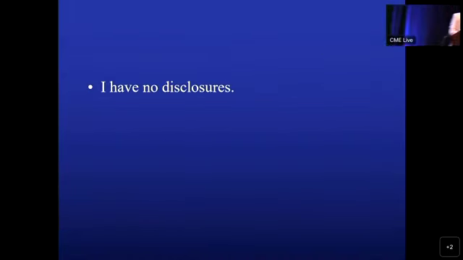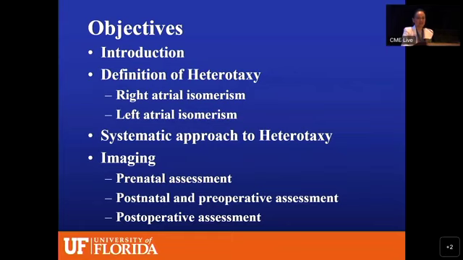All right. So I have no disclosures. Thank you again for having me in this talk. A little about the objectives. We will tackle the imaging considerations for heterotaxy. As you can see in our agenda and all the topics here: the unbalanced AV canal, the hypoplastic left and hypoplastic right, the straddling mitral valves, the double outlet right ventricle, the transposition with LV outflow tract obstruction. Put them all together, heterotaxy.